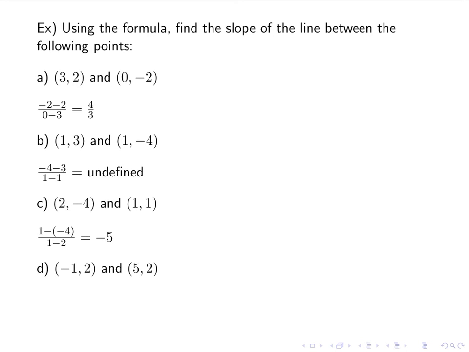And then for our last one, -1, 2, and 5, 2. So 2 minus 2 over 5 minus -1. So again, we have a double negative there. The numerator, 2 minus 2 is 0. The denominator, 6. 0 divided by 6 is 0. Okay, so we have an example of a positive slope. We have an undefined slope, a negative slope, and a 0 slope.